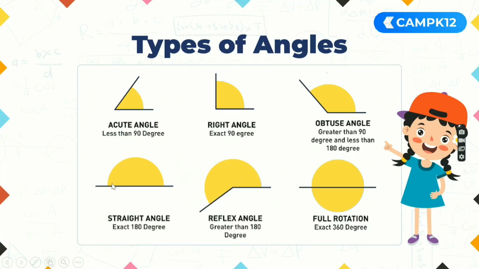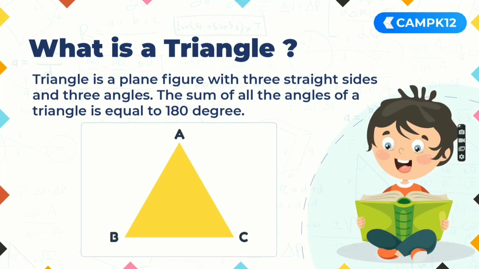Straight angle, as the name suggests, is basically a straight line. So an angle formed by a straight line on the upper plane is referred to as a straight angle. Talking about a reflex angle, its value is more than 180 degrees but less than 360 degrees. But a full rotation angle is the one whose value is exactly 360 degrees. Let's now talk about the next topic.